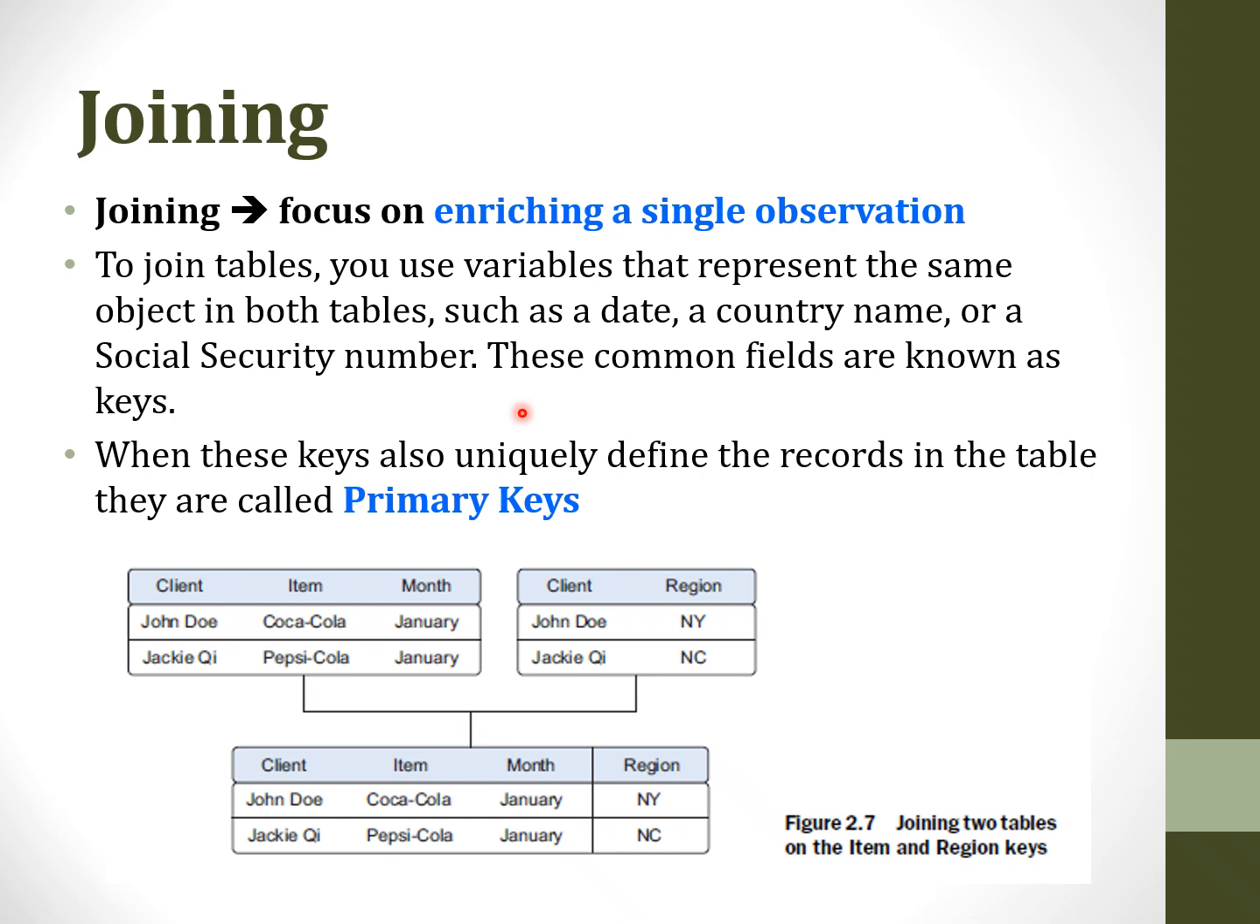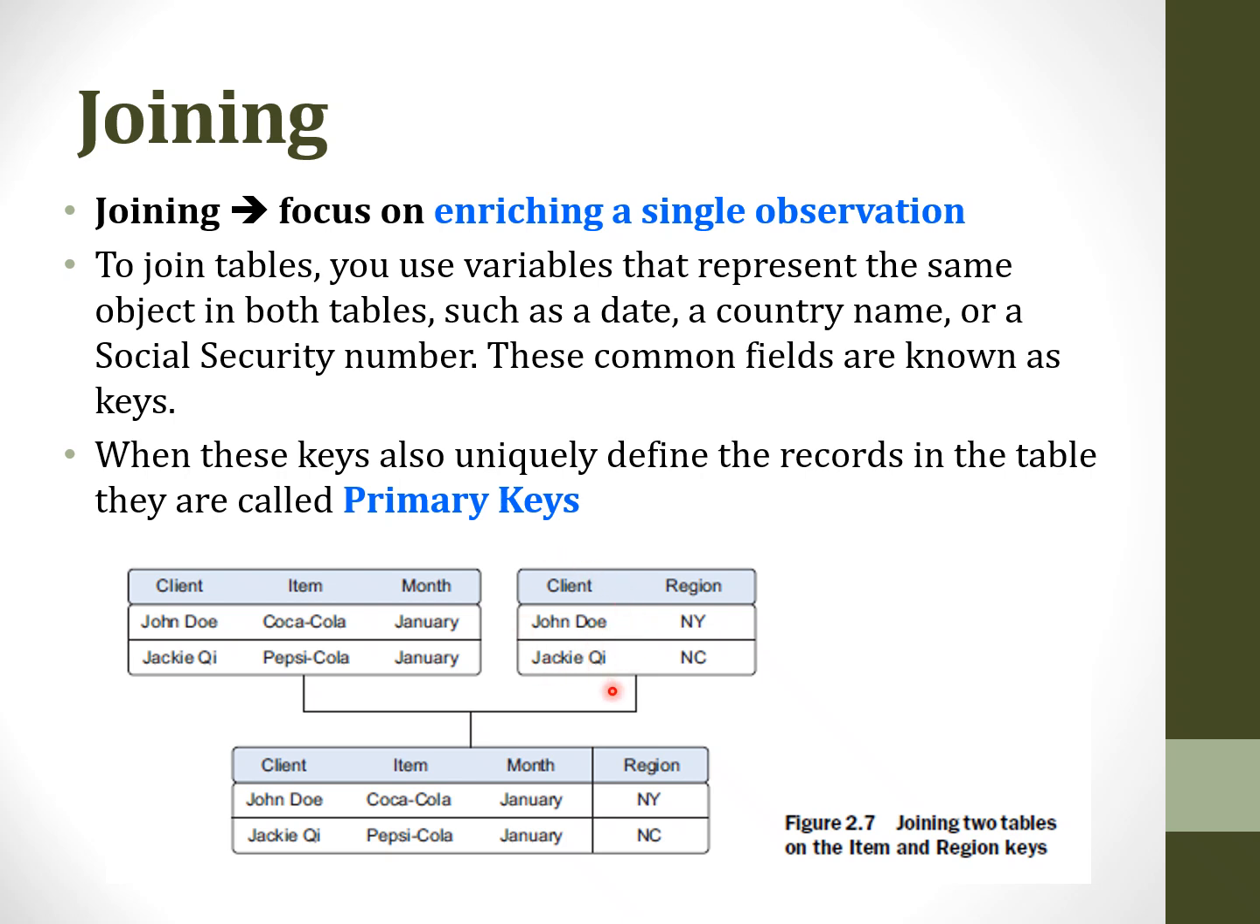So joining focuses on enriching a single observation. If we want to join tables, we need to use variables that are common in both tables. We call those common fields keys. If the keys used for joining the two tables are uniquely present in the table, then we call them primary keys. We can see an example here. This is one table and this is the other table. We have clients John Doe and Jackie, and this client field is common in both tables.